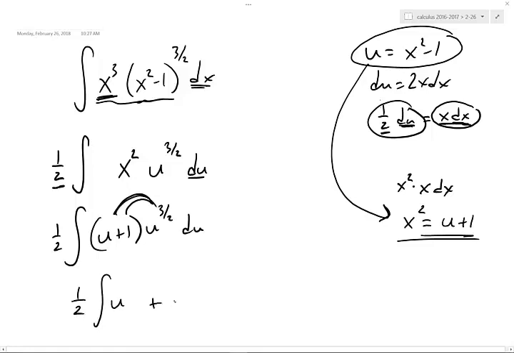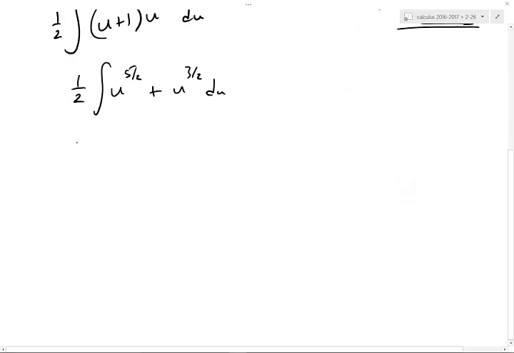Well, the second one is... But what's this one? What is it? I heard it. What is it? 5 halves. After a while, you get very good at that because you'll do a bunch of them over time. So that's 1/2. What's the antiderivative of u to the 5 halves?